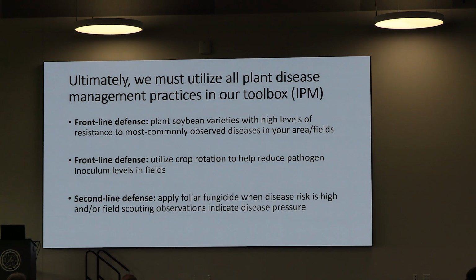And then really more as a second line defense, not a front line defense, think about fungicide applications and think about all these things that we've talked about to help make those decisions. This really shouldn't be an "I'm going to spray every acre" kind of decision that you make in May or April before you've even planted some of those fields. This should be a decision that you make as you approach that time of the year, and you put that together with all of these other risk factors that we've talked about.